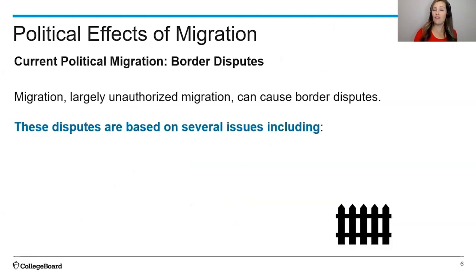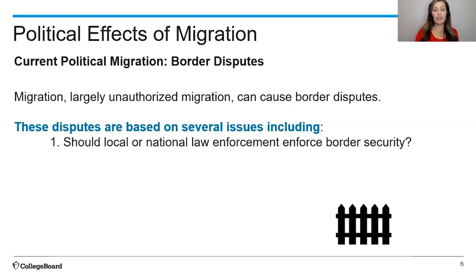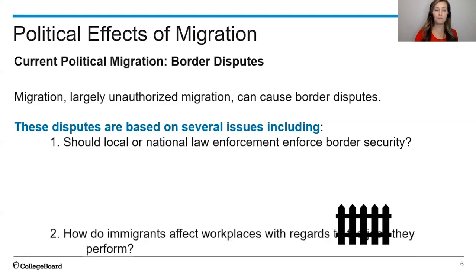One other political effect of migration would be border disputes. Migration, largely unauthorized migration, can cause many border disputes between countries. And these border disputes are based on several different things, including questions like, should local or national law enforcement enforce border security? Should it be the states along the border or the territories along the border? Or should the national government have to take responsibility for that?